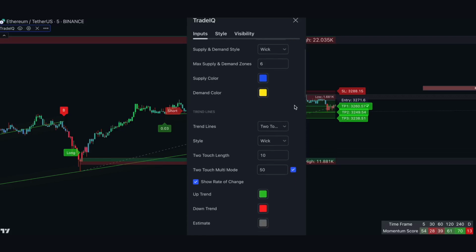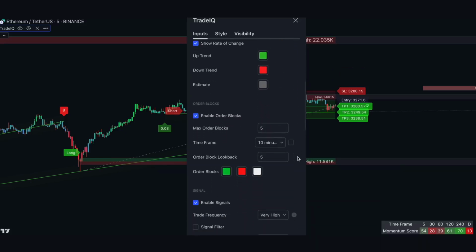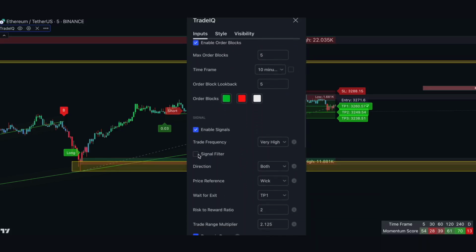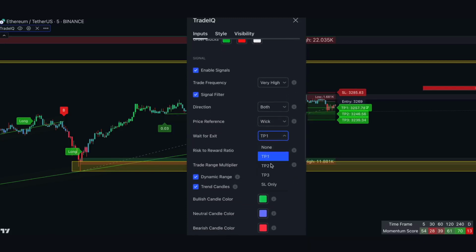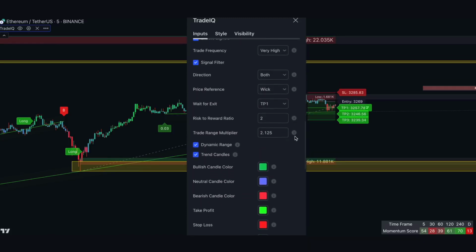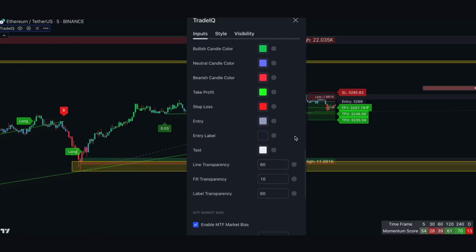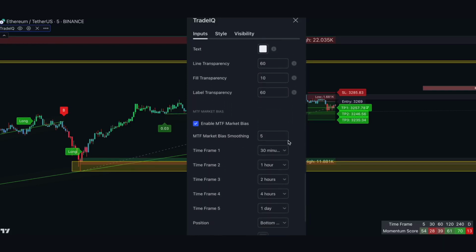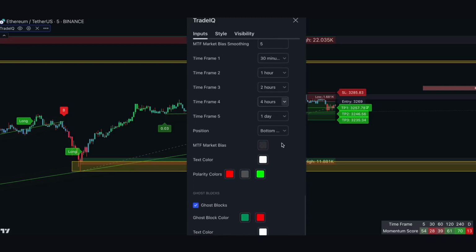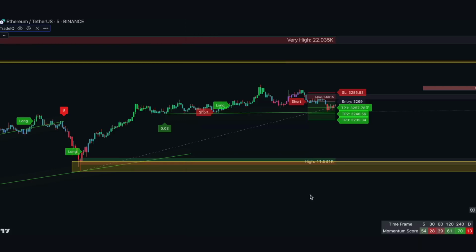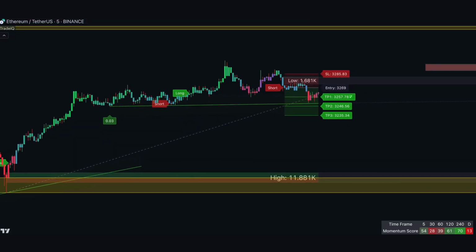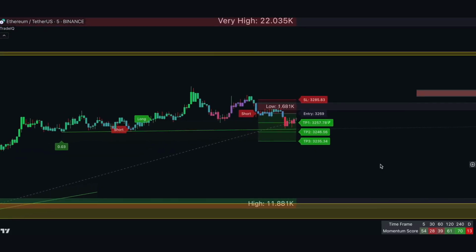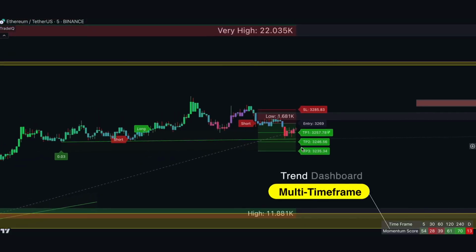We all know that 80 to 90% of trading success comes down to three things. One, a trading strategy with clearly defined rules that has been proven to work over time. Two, reliable risk management with consistent stop-loss and take-profit targets. Three, a solid trading psychology. The Trade IQ indicator will assist you with all these aspects. With this tool, you can build any strategy that suits your needs.